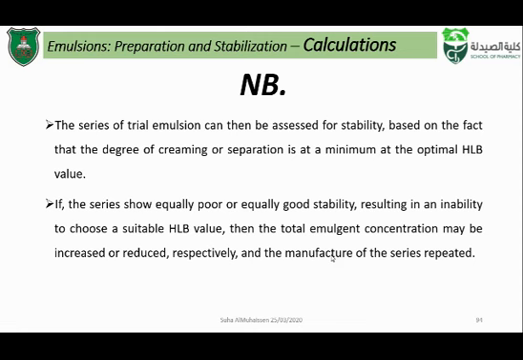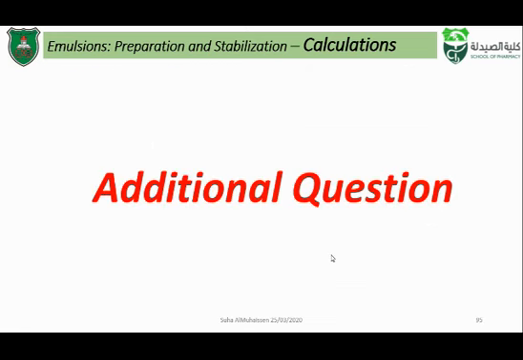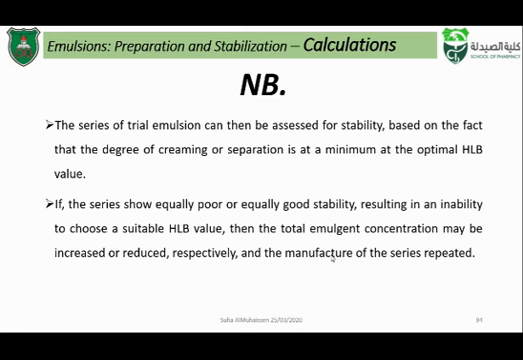What if the series show equally poor or equally good stability, resulting in an inability to choose a suitable HLB value? Then the total emulgent concentration, the emulsifying system concentration in the original formula, may be increased or reduced respectively, and the manufacture of the series is repeated.